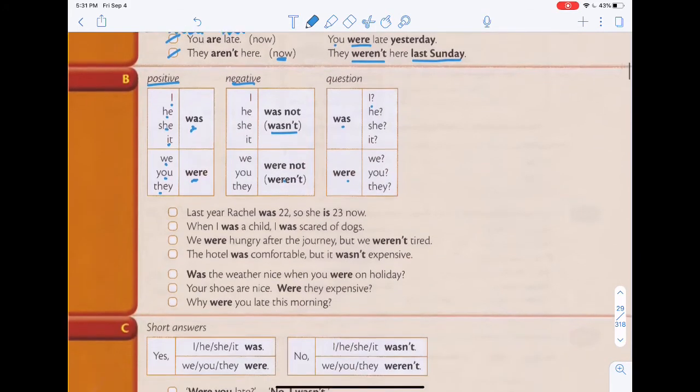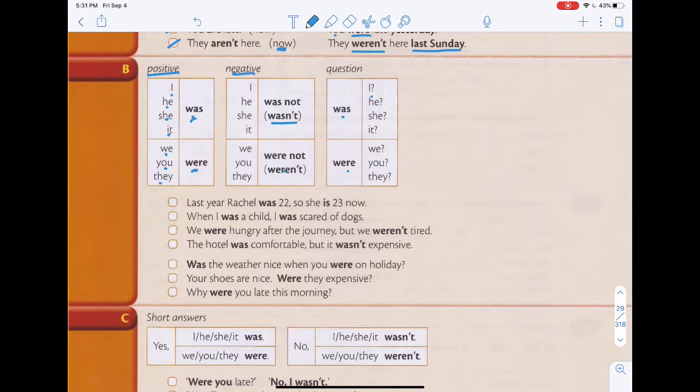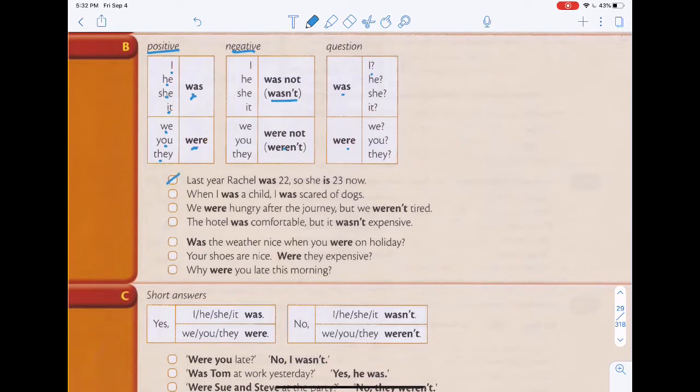So the same thing as you've learned in chapter 1, 2, 3, 4, I think. So the first 4 chapters is what you learn about present tense. So just remember, is becomes was, am becomes was, are becomes were. So as long as you remember that, you will be able to do this chapter very easily. All right, so let's look at the example. Last year, Rachel was 22. So she is 23 now. All right, so this year, she is 23. But last year, she was 22. When I was a child, I was scared of dogs.